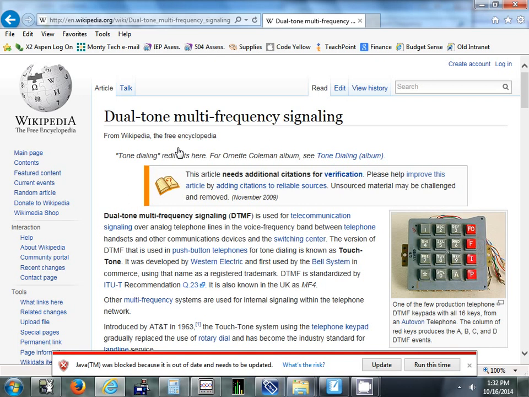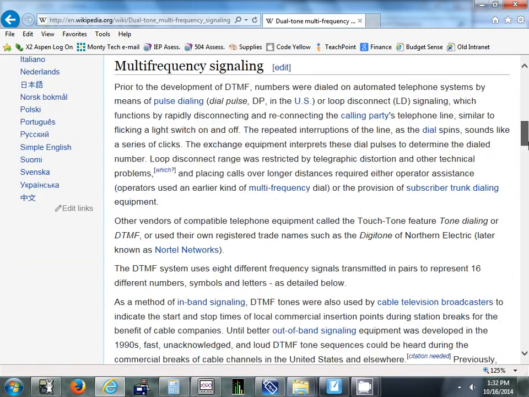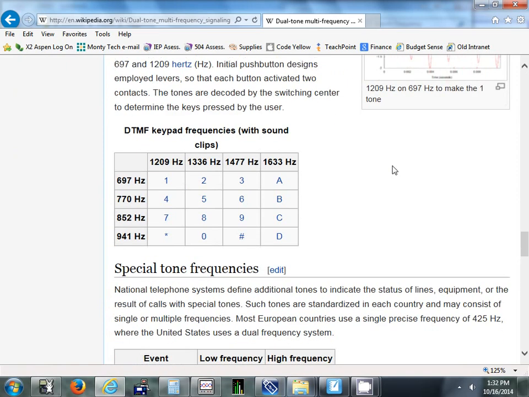All right? If you go to this page and scroll down a little bit, there's a chart, and it shows you basically every button on the phone is a combination of frequencies. It's not one, it's two. That's why it's called dual tone. So for example, when you press a 1 on the phone, there are two frequencies being played, 1209 and 697.